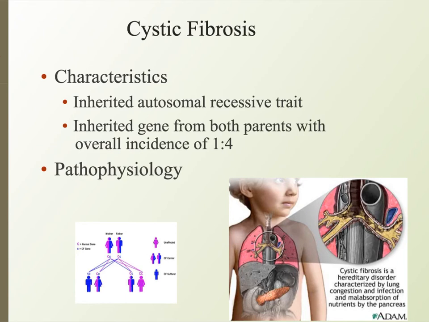Mucus produced by our body is usually thin, but in cystic fibrosis this mucus is extremely thick. It has this mucoprotein that's going on, and CF, or cystic fibrosis, affects all mucus producing glands throughout our body. This mucus obstructs small passages in our pancreas and our bronchioles. In our pancreas, when those ducts get obstructed, we then end up having those essential pancreatic enzymes that don't reach our duodenum, and that affects our digestion and absorption of nutrients.